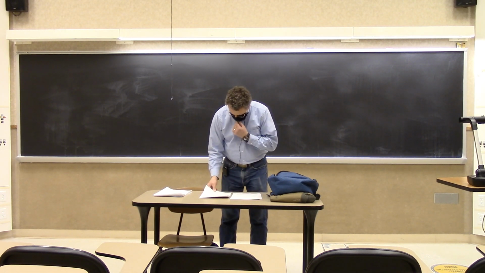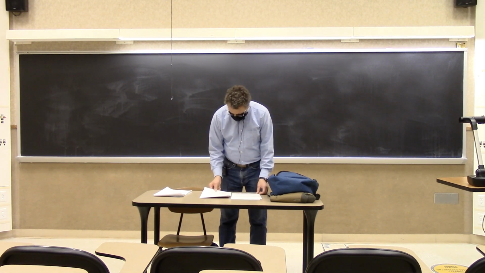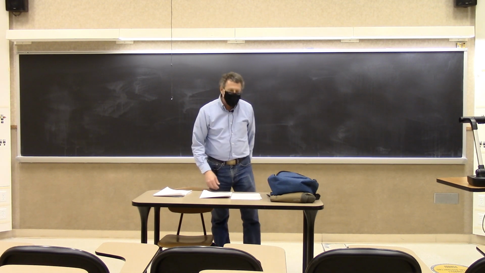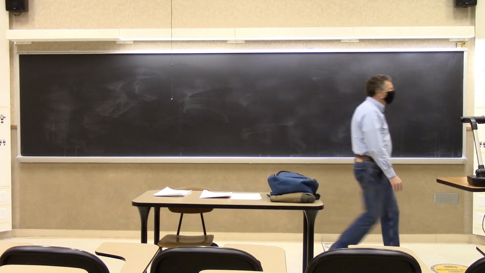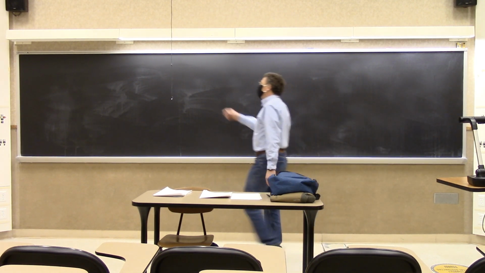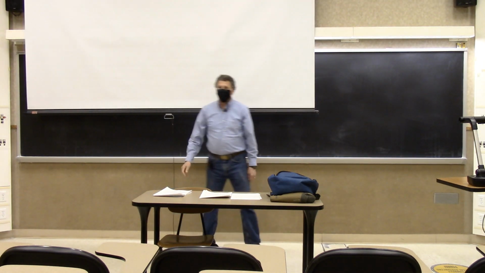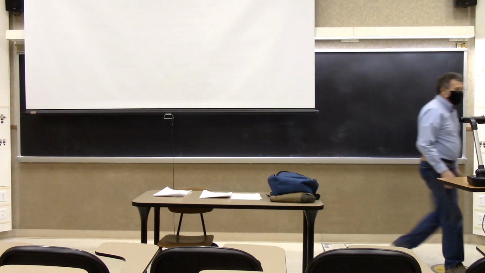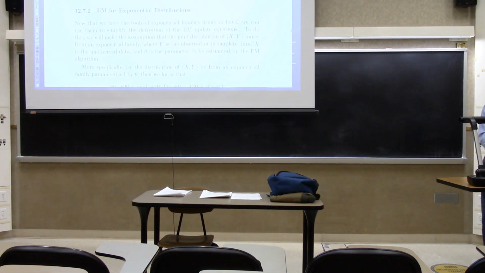So basically, let me just cover again what happens. So you have an E step and an M step, okay? The E step is expectation, and the M step is maximization. The maximization refers to the maximum likelihood, okay?